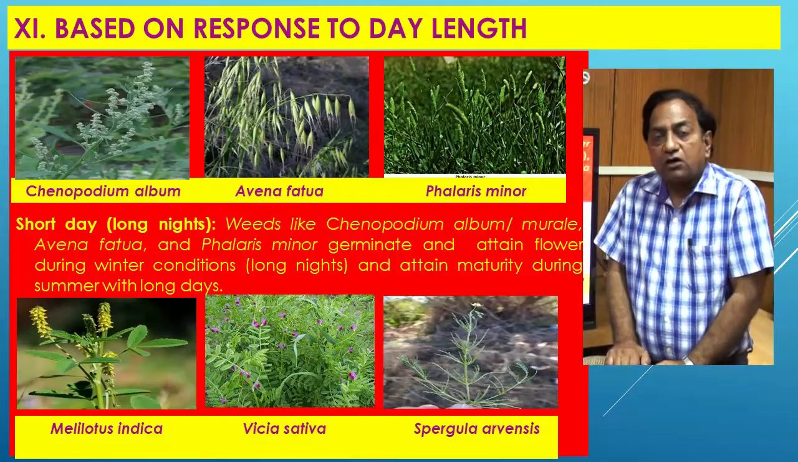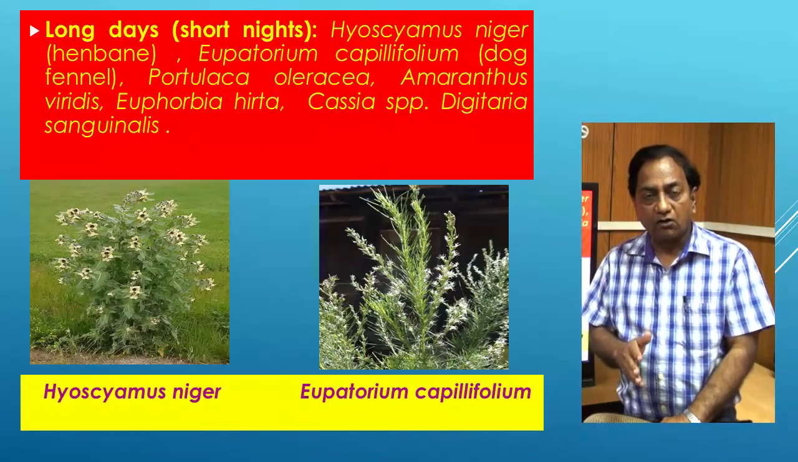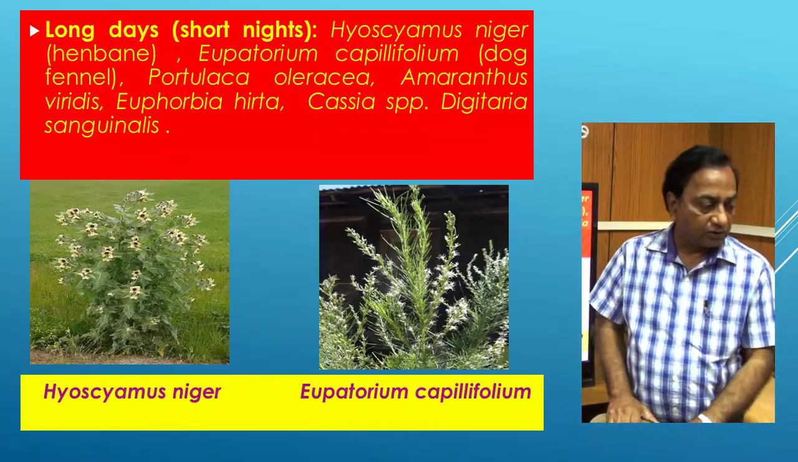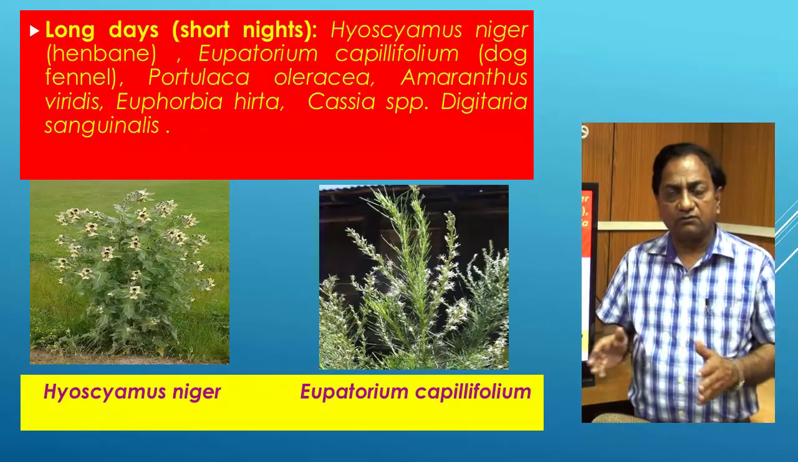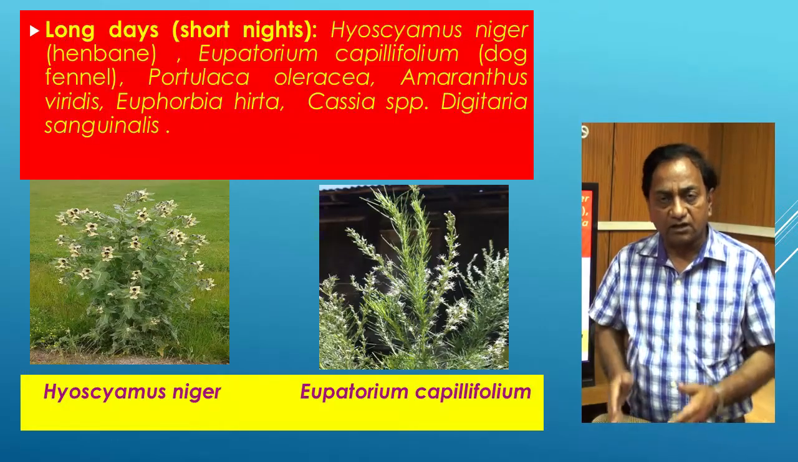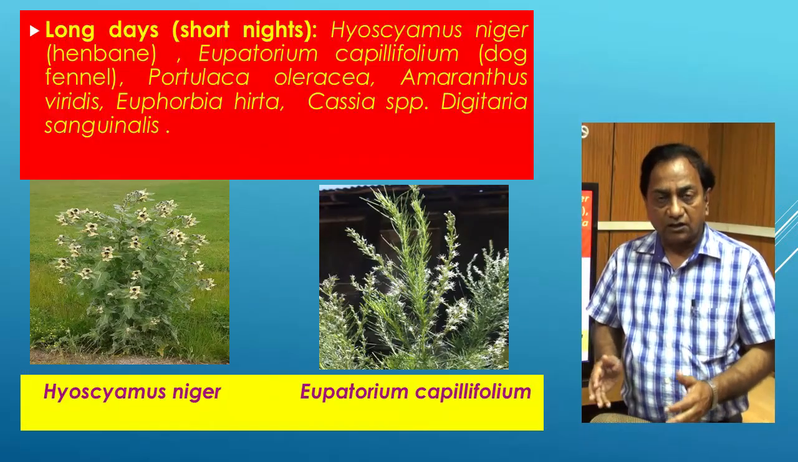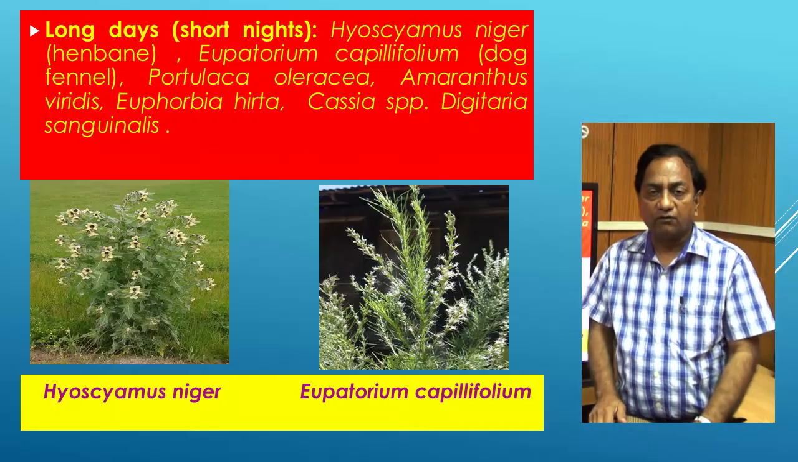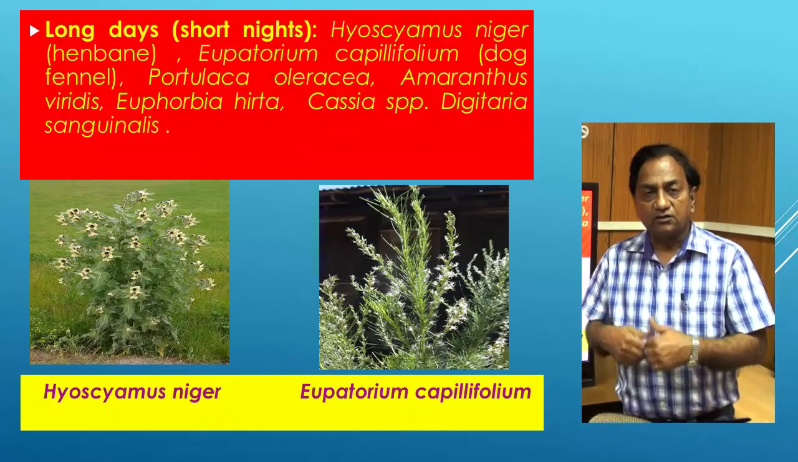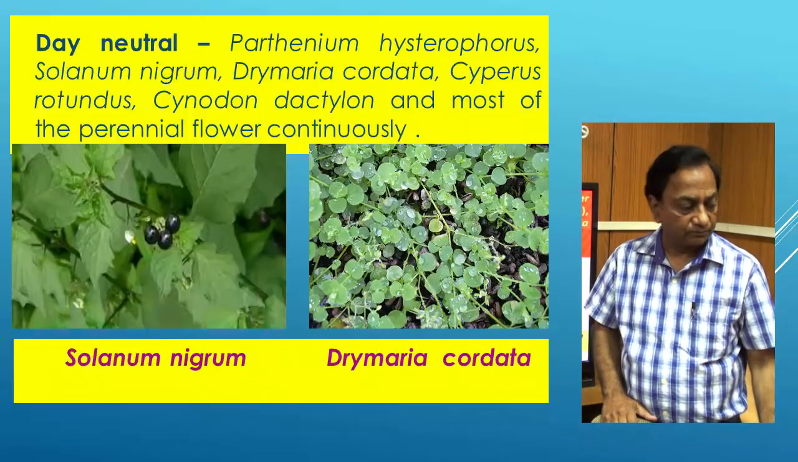Another is long day. Long day means summer season weeds. In summer season the days are longer and nights are shorter. The examples are all Kharif season, rainy season weeds, whether it is Digitaria, Dactyloctenium or Ageratum. All these are rainy season weeds, and they reflect the long day weeds.